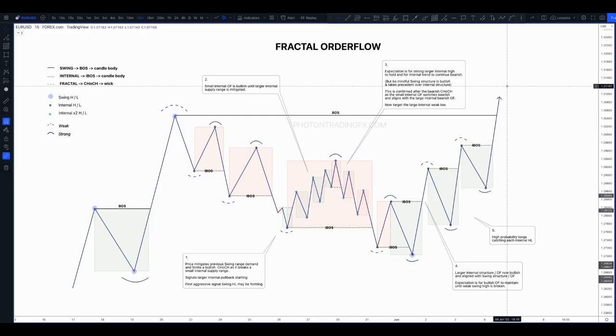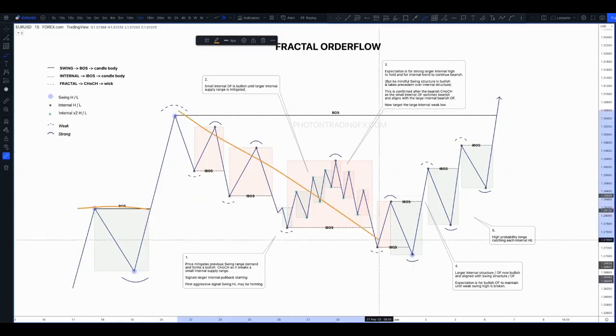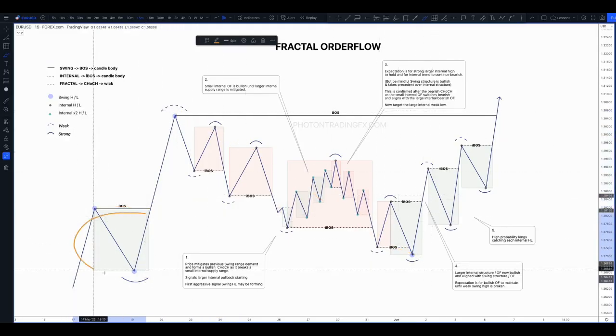But it just comes back to that framework, knowing how swing structure works, knowing where your weak and strong structures are, and then just simply knowing that after a break of structure, swing structure, we expect a swing pullback. It's likely going to want to come down to mitigate the prior swing range, but it doesn't have to, right? But that's the general expectation.